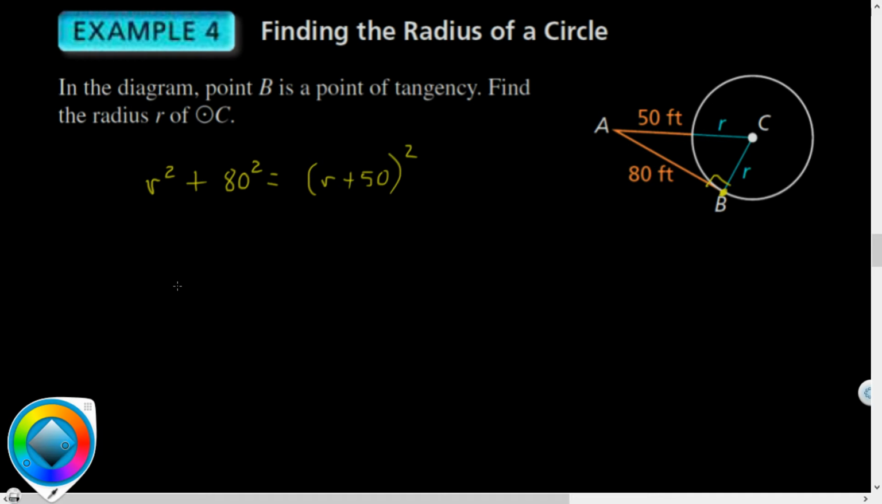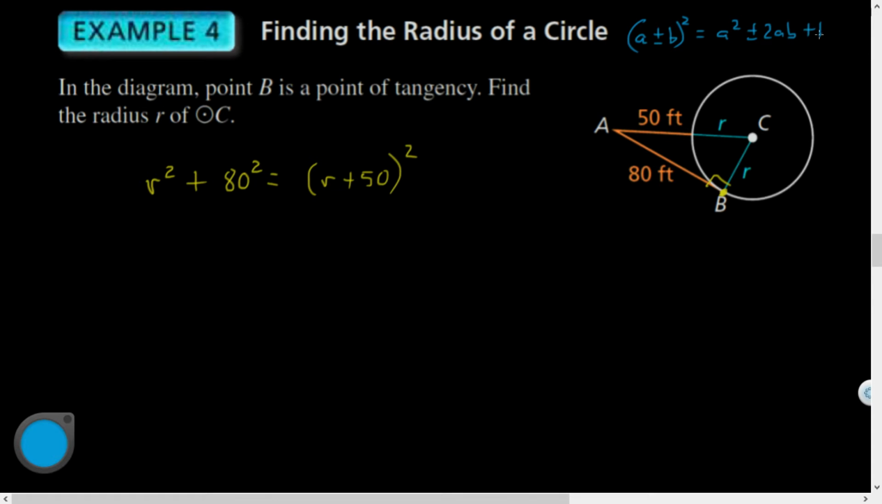And in order to expand that, you might have to recall the square of a binomial pattern, which is a plus or minus b all squared is equal to a squared plus or minus 2ab plus b squared. Yes, Isaiah?